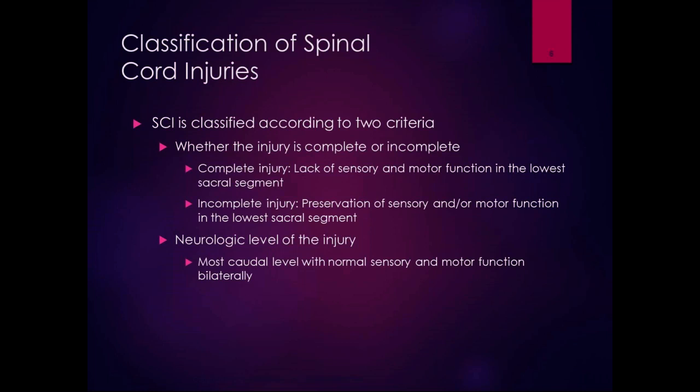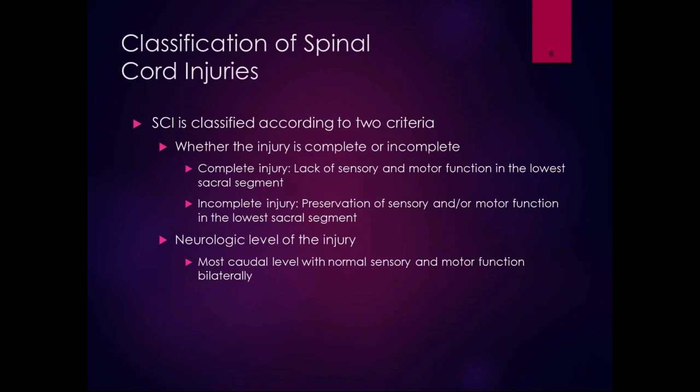So spinal cord injuries are classified according to two criteria. One is whether the injury is complete or incomplete. The definition of a complete spinal cord injury is lack of sensory and motor function in the lowest sacral segment. An incomplete injury has preservation of sensory and/or motor function in the lowest sacral segment. So if you have just sensory function, it's an incomplete injury. If you have just motor function, it's an incomplete injury. If you have neither, it's a complete injury.